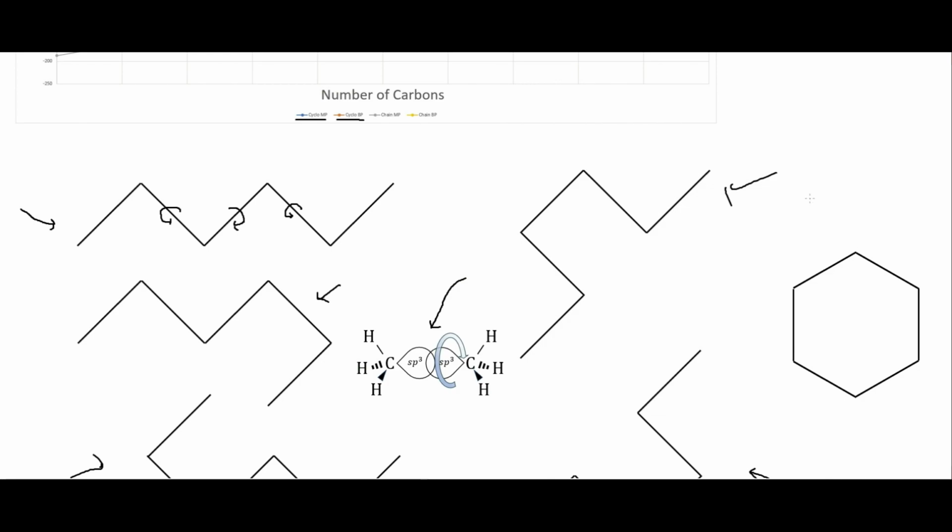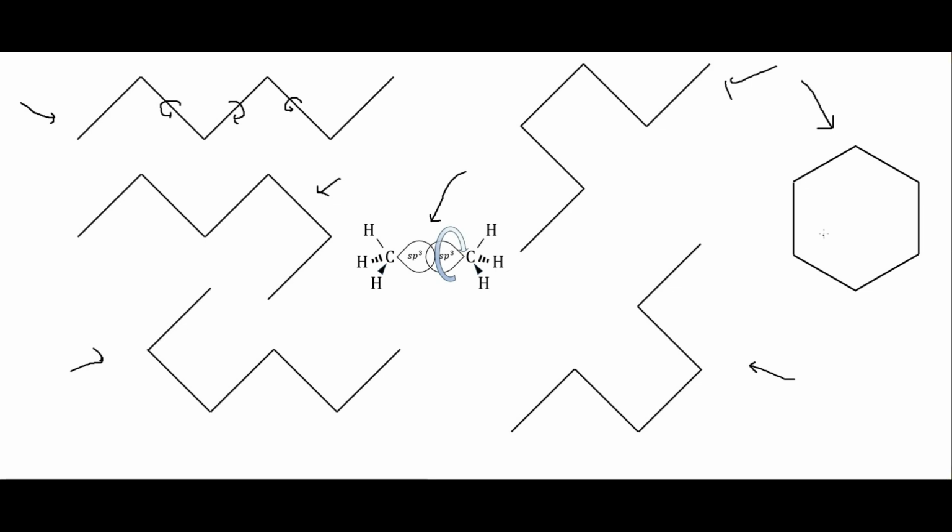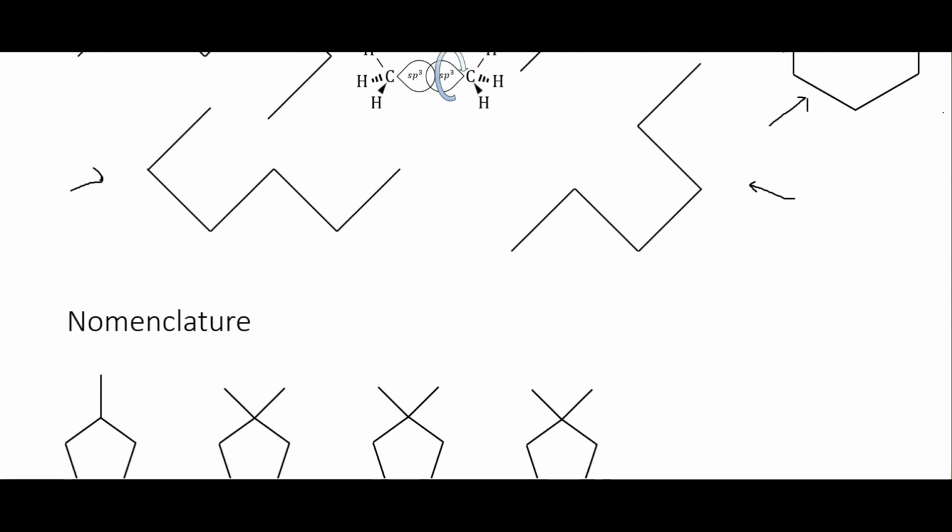If we have a cycloalkane that looks like this, then the freedom to rotate around these bonds is constrained by the fact that it has to stay bound to these other two carbons on either side. We will see in a few minutes that there are some conformational changes here, but it's not as free to change conformations as the linear alkanes are.